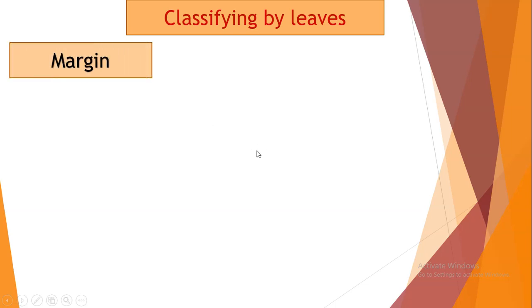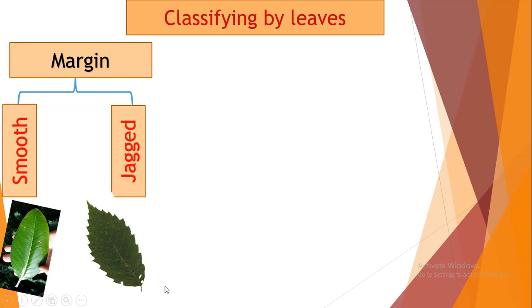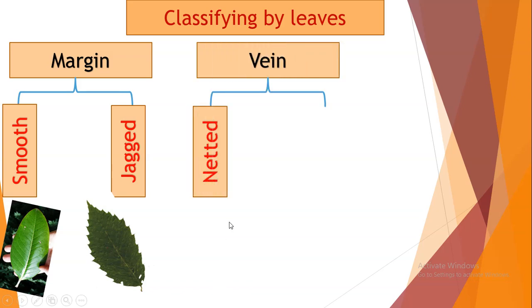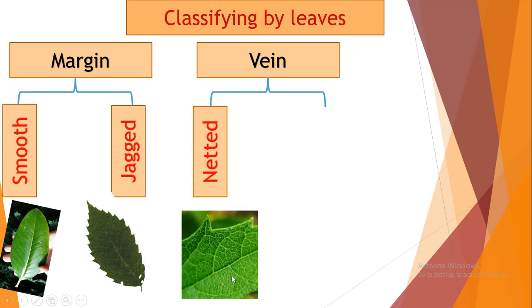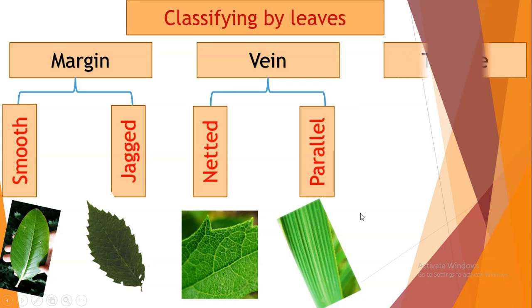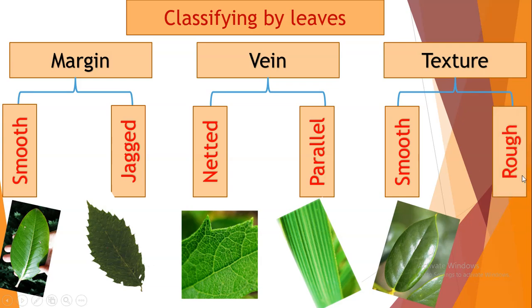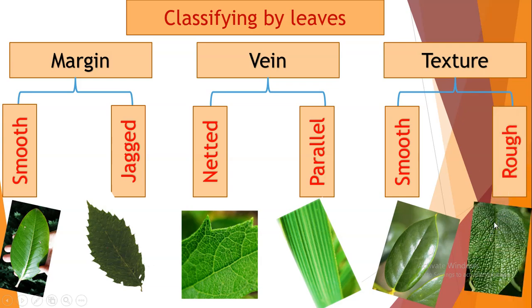Now I have this table here classifying by leaves to summarize what we just said. According to margin, we have smooth margin and jagged margin. According to vein pattern, we have knitted veins and parallel veins. According to texture, we have smooth texture and rough texture.